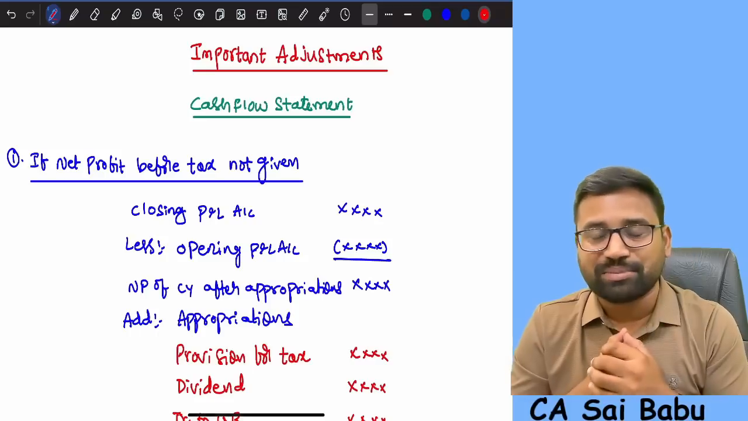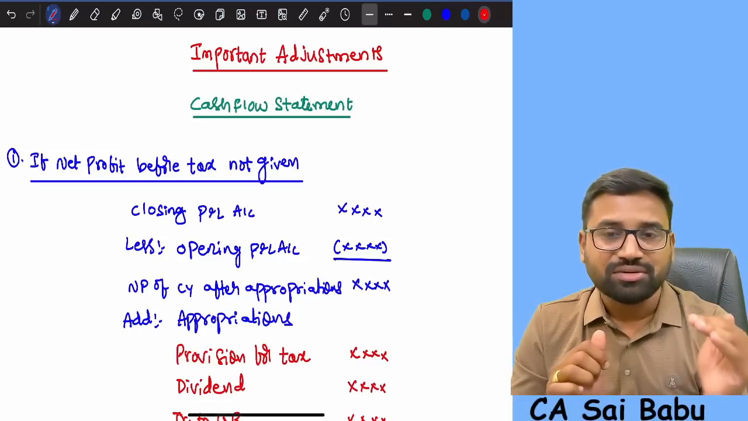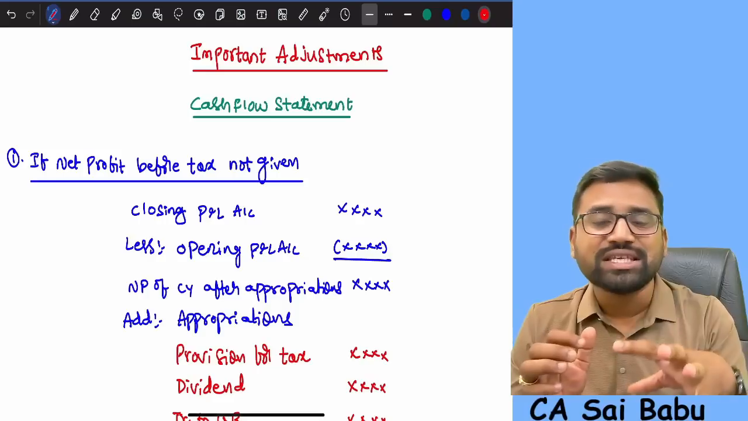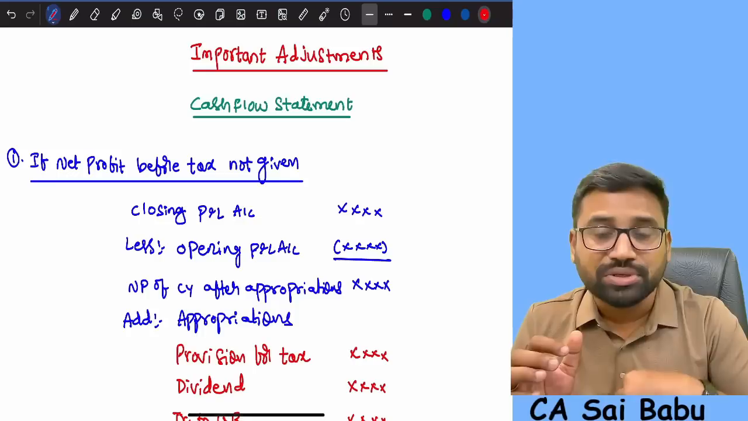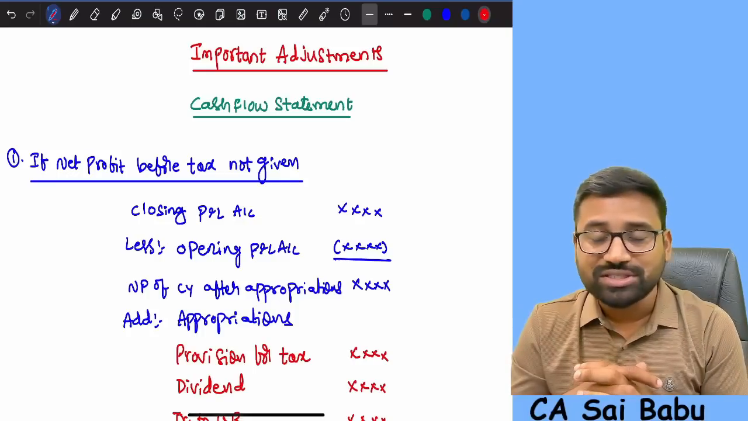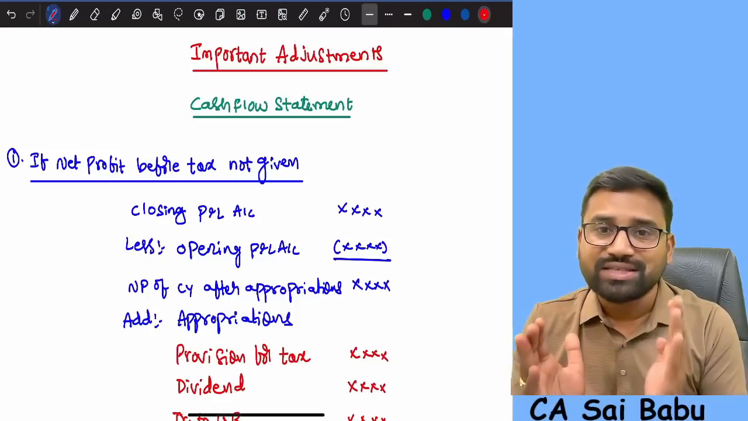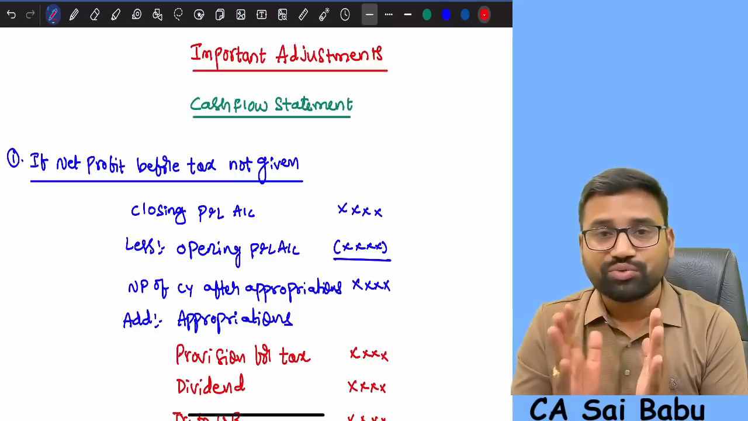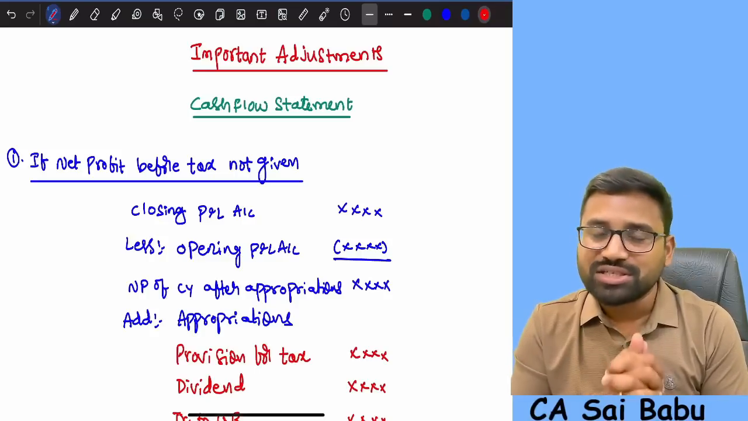I selected 6 chapters: financial statements, cash flow statement, amalgamation, consolidation, buyback, internal reconstruction. Within these chapters, I selected few important adjustments according to my personal point of view. I picked them up and I try to explain them through this lecture. The main motive is to help the students to revise these concepts quickly before examinations. With that intention only this video has been prepared. So kindly watch it. Thank you.